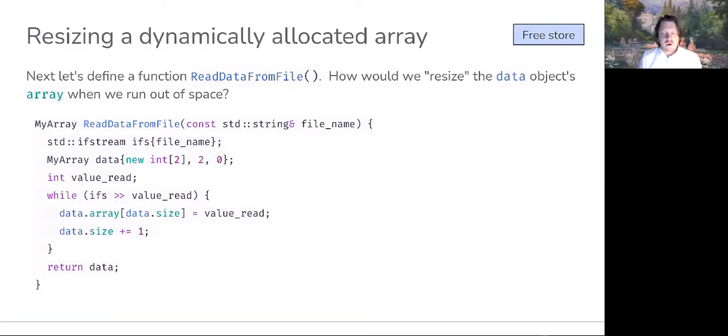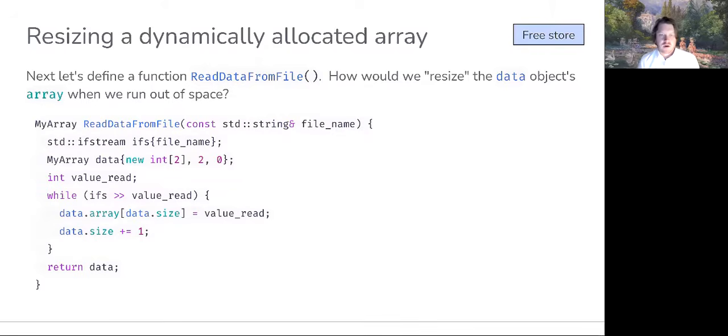So let's go ahead and assume we're passed in a file name. We're going to bind that file to an input file stream, ifs. We'll go ahead and initialize our data object. Array will point to, on the free store, essentially an array of 2 elements. The capacity will be 2 and the size will be 0. We'll then go ahead and begin reading from the file. Now in the example here, we're simply reading into each integer object one by one from the file.